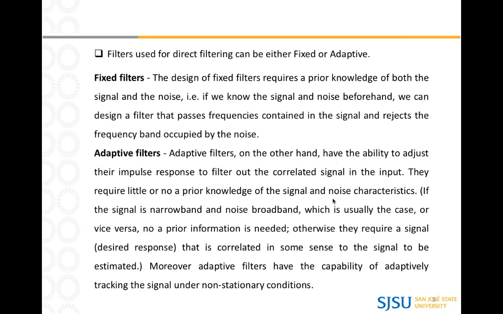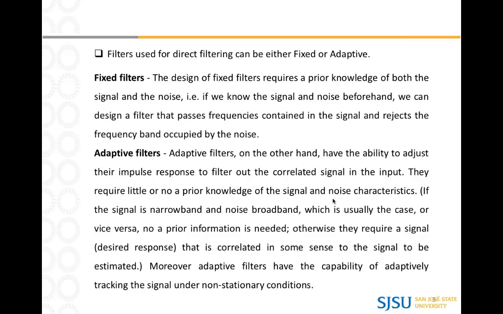Let's get into the filters. Filters used for direct filtering can be either fixed or adaptive. The design of fixed filters requires prior knowledge of both the signal and the noise. That means we should know what the noise actually is and what the signal actually is. If we know the signal and noise beforehand, we can design a filter that passes the frequencies contained in the signal and rejects the frequency band occupied by the noise, so that we can get the pure, accurate signal.